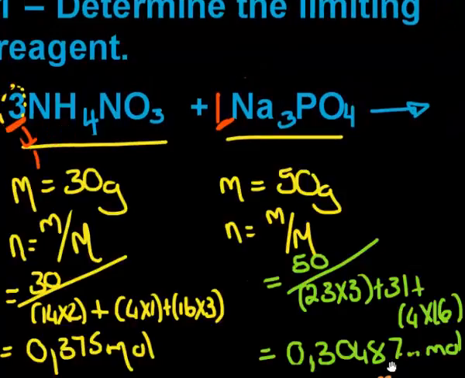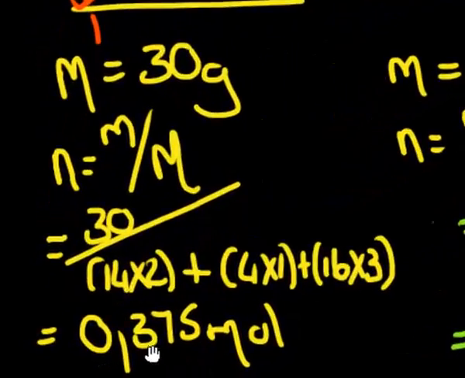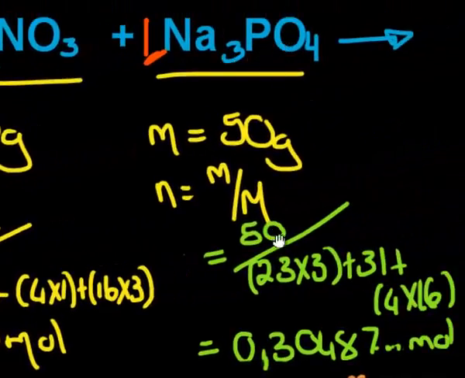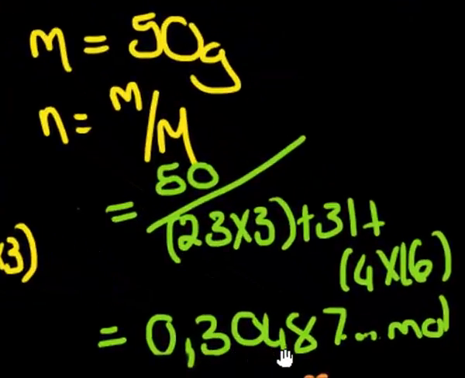Now after calculating our mole values, for our ammonium nitrate, calculating moles will be mass divided by the molar mass. We've got the mass of 30, molar mass values we're going to get from our periodic table, and we must make sure that we exclude the 3 from our molar mass calculations. We're going to end up with a mole value of 0.375 moles. If you go over to our sodium phosphate, we've got 50 grams, 23 times 3 in this case because there's 3 sodiums, plus the phosphate plus 4 oxygens, and that gives us a mole value of 0.3048 in a few decimal places, which we do not round off yet.